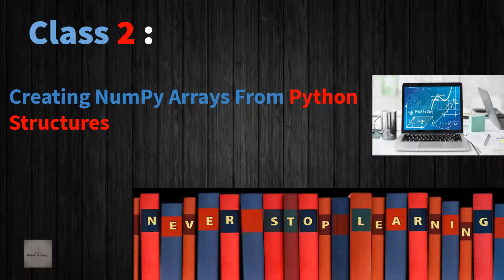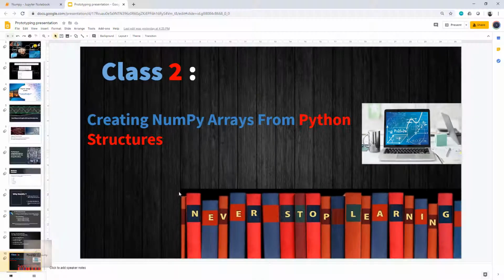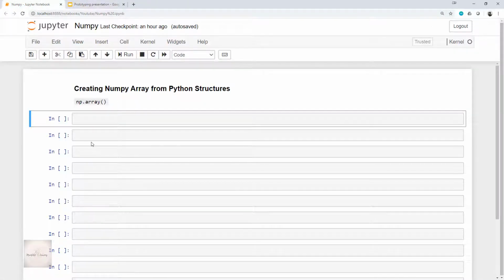So, guys, in the previous video, we got to know that there are several ways of creating a NumPy array. Now let's see how we can create arrays from Python structures. To start with, let's create arrays using a Python list. To show you further on this, let me come back to my Jupyter notebook. Yeah, we are back on our Jupyter notebook.